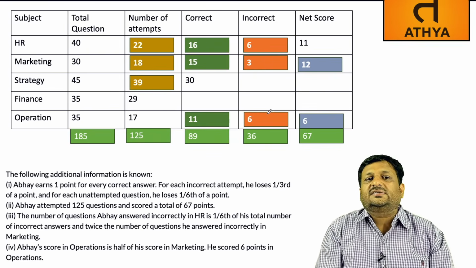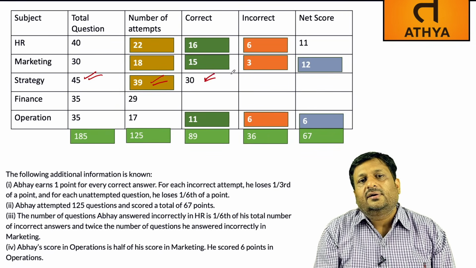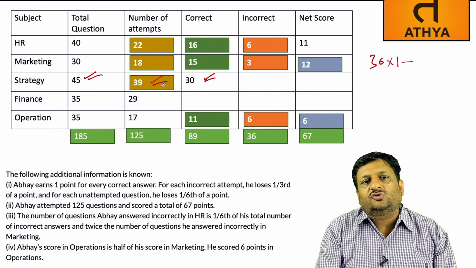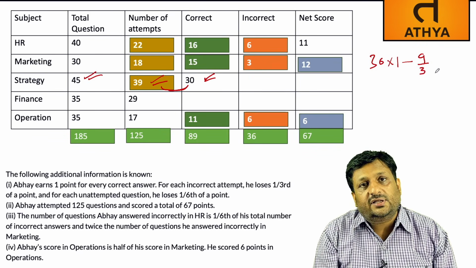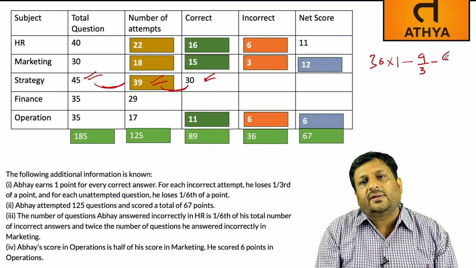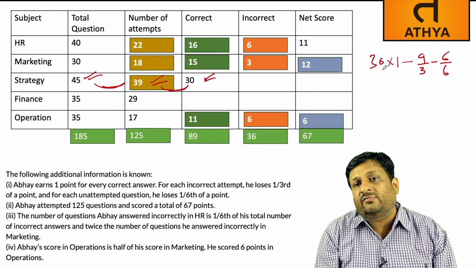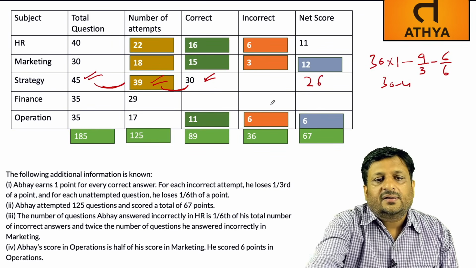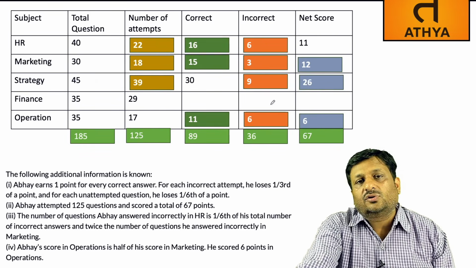Now we can solve for strategy. Strategy had 45 questions, 39 he attempted, 30 were correct. So 30 were correct, so this should be the score, but 9 should be incorrect in that case. So penalty should be 1/3 of 9, which is 3 marks. And of course he left 6 questions out of 45. So this is the penalty. So it means 30 minus 3 minus 1, 30 minus 4. So his score should be 26, isn't it? So we have solved for strategy as well. So 9 are incorrect and score is 26.